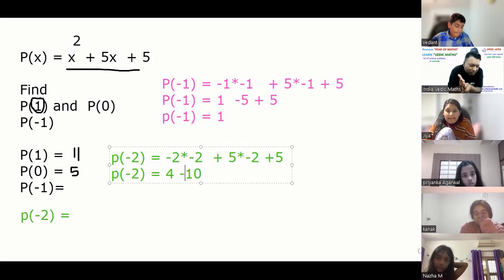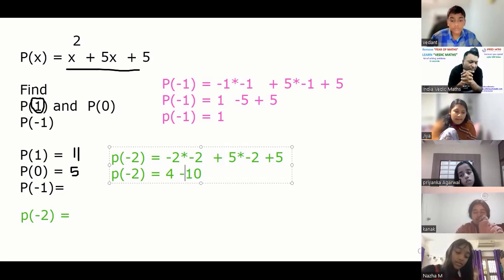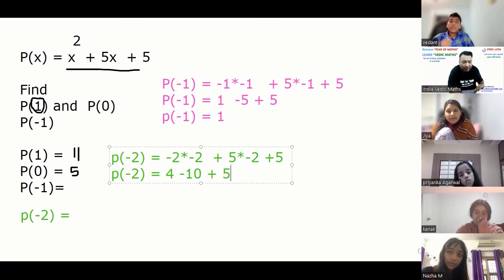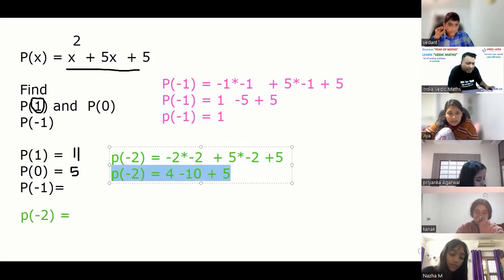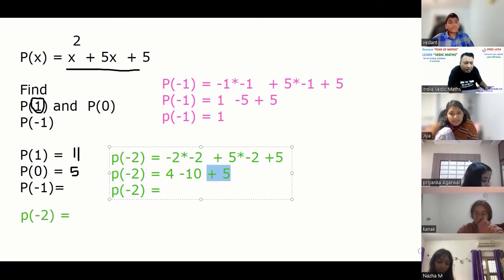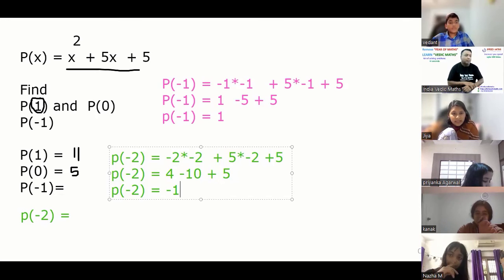If both are negative, answer is positive. Both are positive, answer is positive. If one positive, one negative, answer is negative. So this part is okay? Yes. What is last? +5. So this is the second step. Third step is simplifying those. We can do 4 plus 5, which is 9. What is 9 minus 10? 9 minus 10 is -1.